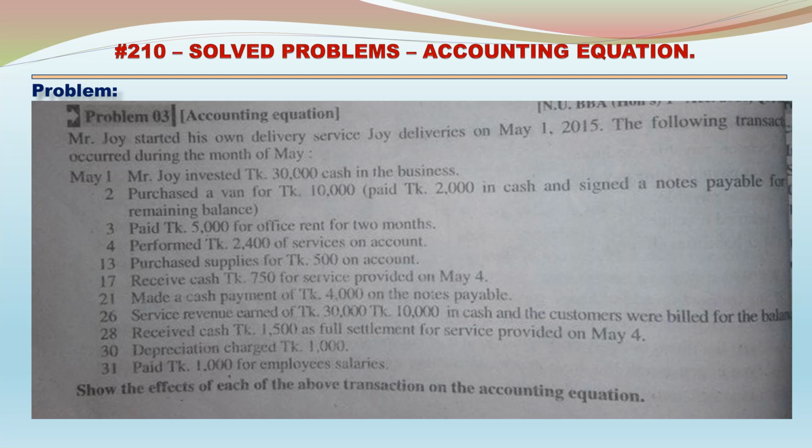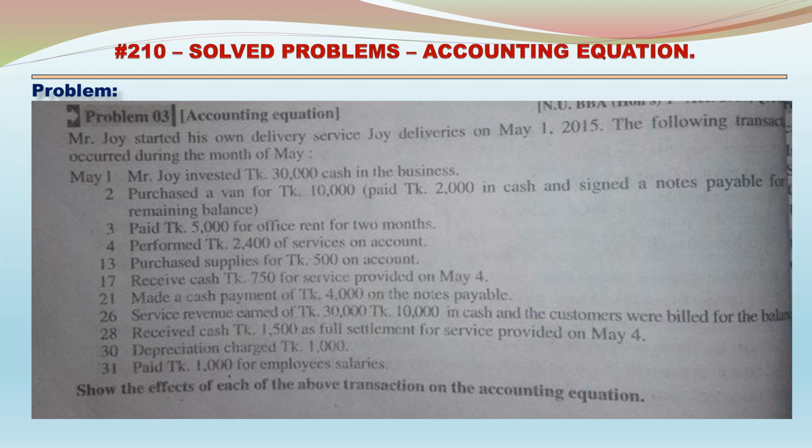May 2. Purchased a van for TK 10,000, paid TK 2,000 in cash and signed a notes payable for the remaining balance. May 3. Paid TK 5,000 for office rent for 2 months. May 4. Performed TK 2,400 of services on account. May 13. Purchased supplies for TK 500 on account.